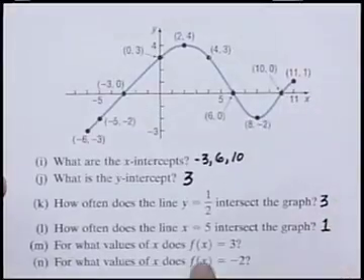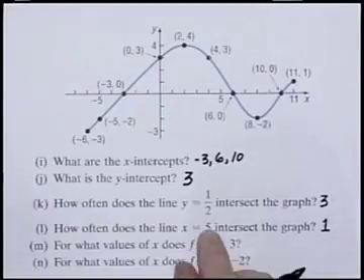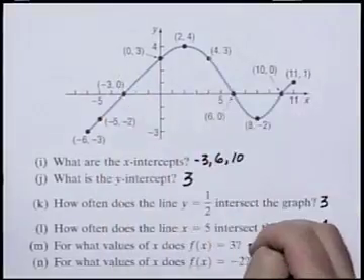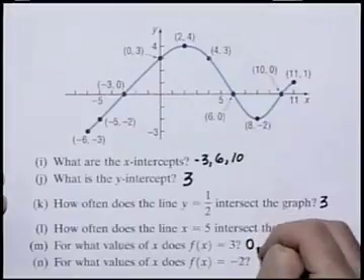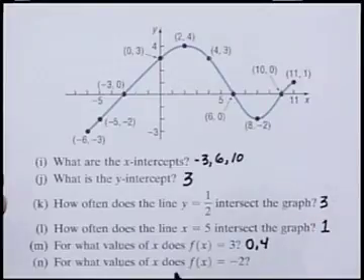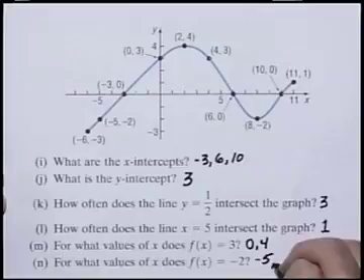For what values of x does f of x equal 3? Another way of stating this question is, what is the x-coordinate when the y-coordinate is 3? The x-coordinate when the y-coordinate is 3 is either 0 or 4. So the values of x such that f of x equals 3 are 0 and 4. For what values of x does f of x equal negative 2? Another way of asking this question is, what are the x-coordinates when the y-coordinate is negative 2? The answer is negative 5 or 8.